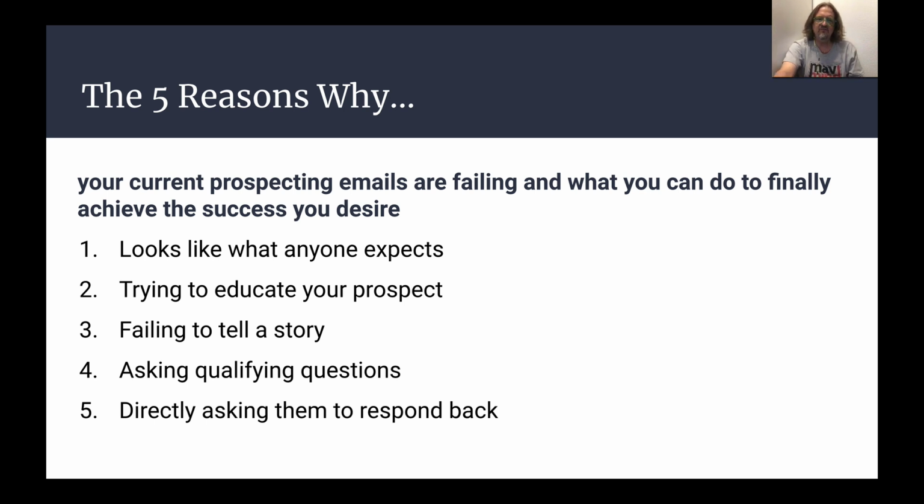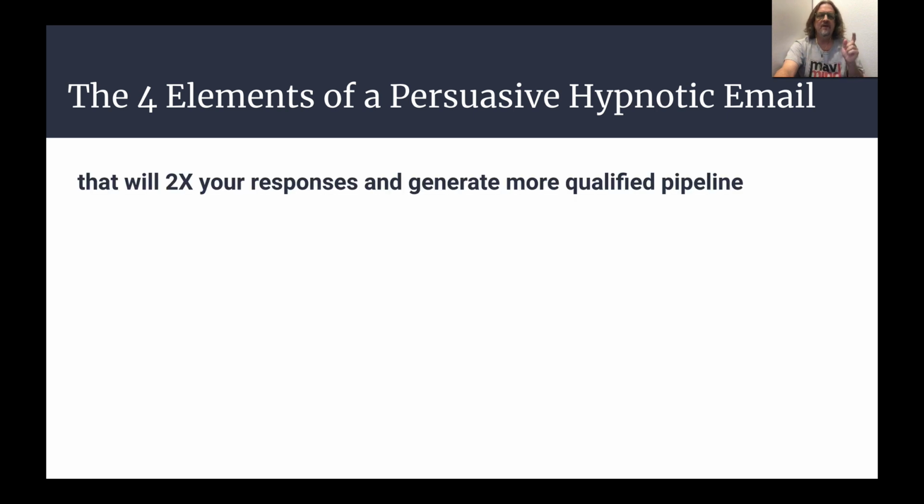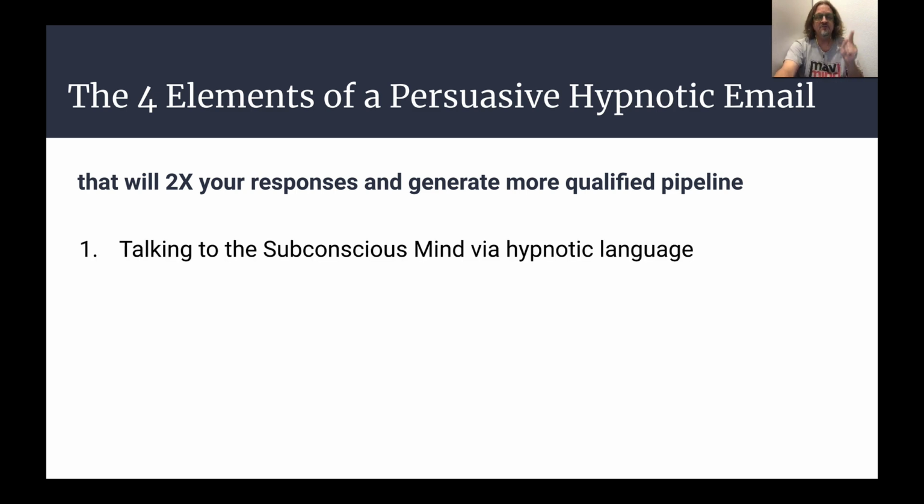So these are the 5 main reasons why your prospect emails are failing, or at least they're not as good as they could be. Maybe they're not failing 100%, but the response rate is low, a little too low for comfort, isn't it? All right, so let's talk about the 4 elements of our persuasive hypnotic email. So these are the 4 things that your persuasive hypnotic prospecting email should include. And this will double your response rate and generate more qualified pipeline if you include these things. So first, obviously, you need to talk to the subconscious mind using hypnotic language. You need to put hypnotic phrases, hypnotic patterns in the email to talk to the subconscious mind of your prospect.